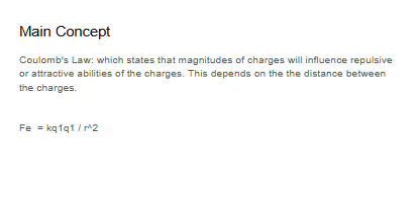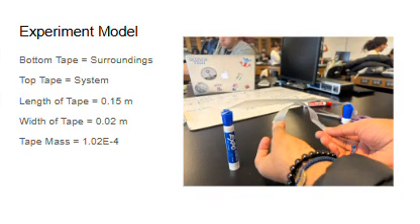In our experiment, we observed both repulsive and attractive interactions, depending on how the tapes were charged. Even though the tape itself is neutral overall, the distribution of charge within it changes due to polarization, which leads to the measurable forces. In our model, the bottom tape represents the surroundings, and the top tape represents the system that we're analyzing. The tape length was about 0.15 meters, the width was about 0.02 meters, and the mass was about 1.02 times 10 to the negative 4th kilograms.